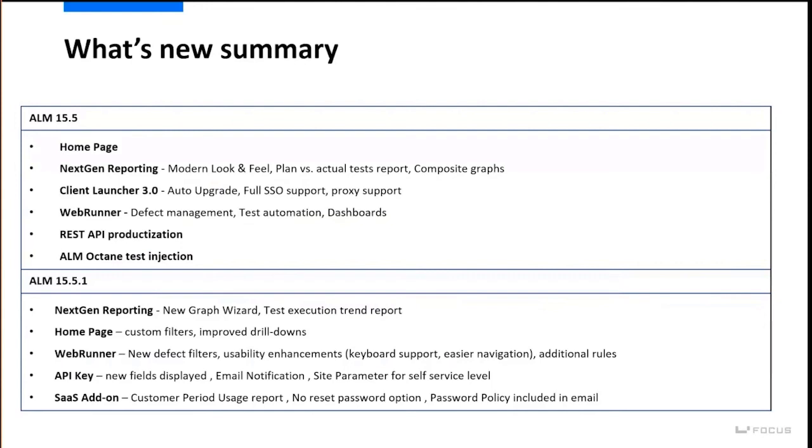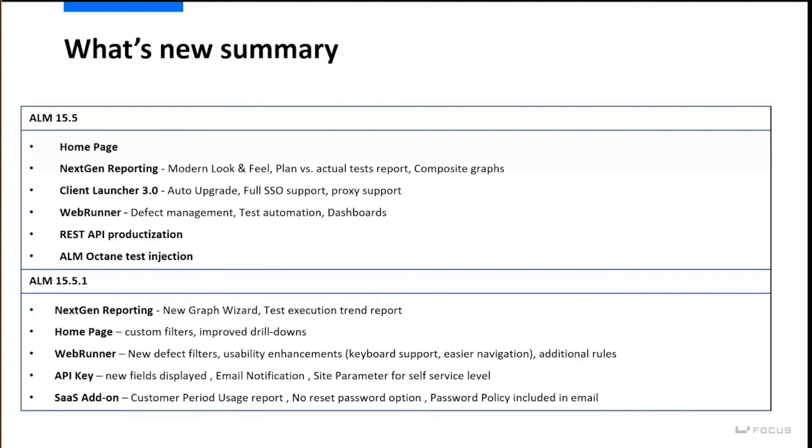In Web Runner, there have been much bigger enhancements where we can do defect management, which was highly requested by many of our customers, and we can run tests and dashboard pages can be viewed as well from Web Runner. From a REST API perspective, the technical preview REST APIs have been moved to production, as we saw. And if you use ALM Octane, we have test injections to run the tests on ALM and see the results in Octane. So from the patch 1 perspective, there have been further enhancements in reporting.